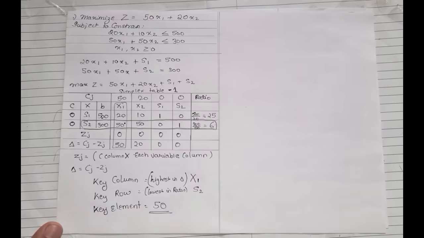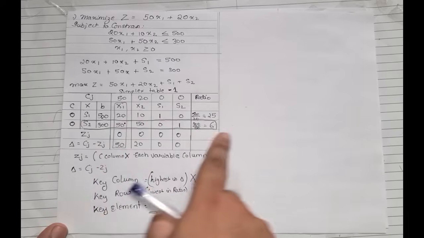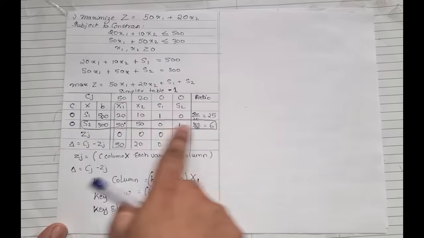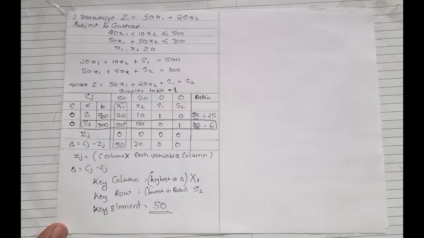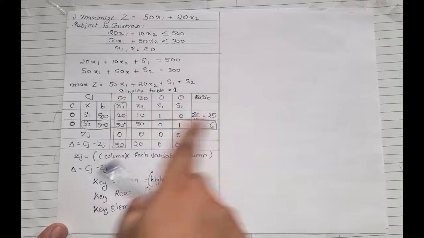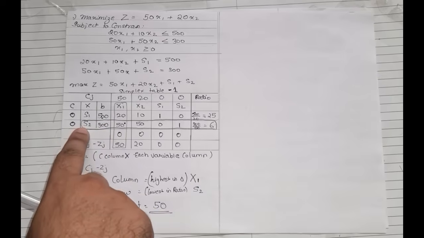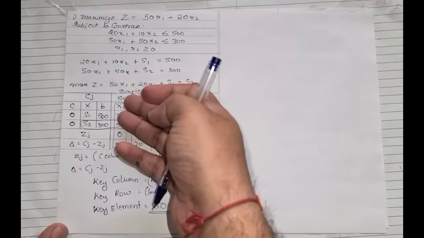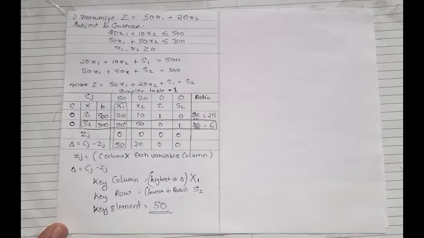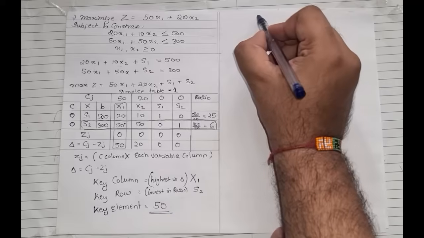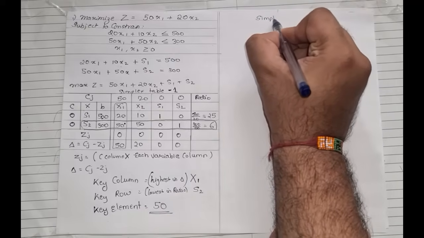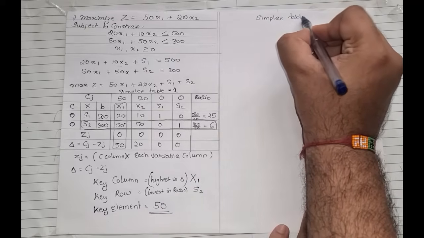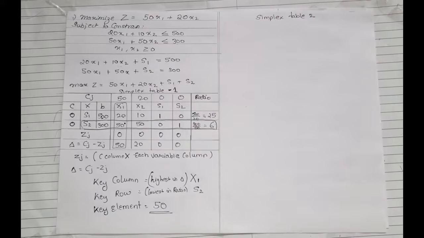Now what happened here is, once we get a key column and your key row, the key column was x1 and the key row was S2. Now your S2 will get replaced by the value which was in your key column. So your key row gets replaced by the key column. Now we will start preparing the second table. I'll note down this as simplex table 2. We'll prepare the same columns, same table. So let us create that first.